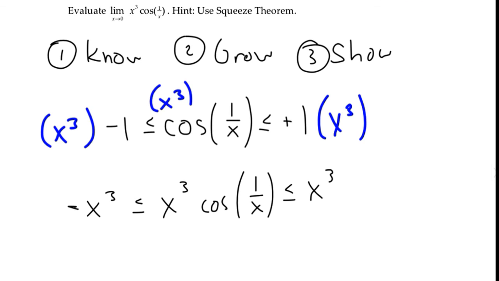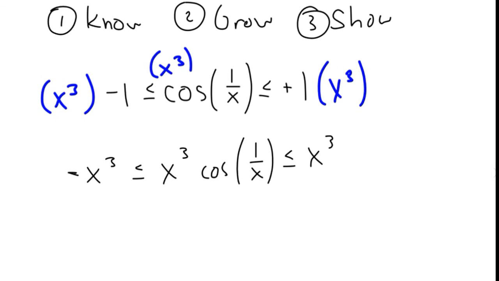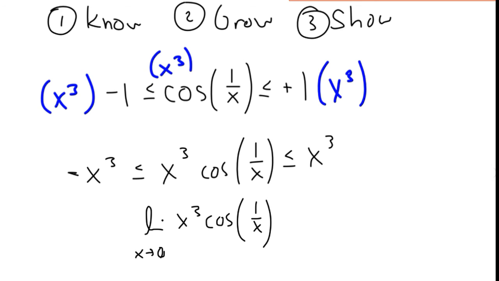Sound good? Now, what was the whole point of this example? The whole point was to evaluate the limit as x goes to 0 of the stuff that is now in the middle. What is the limit as x approaches 0 of x cubed cosine of 1 over x? I don't know. But I'm going to take the limit as x approaches 0 of the stuff on the sides. What is the limit as x approaches 0 of negative x cubed? And while I'm at it, what is the limit as x approaches 0 of positive x cubed?